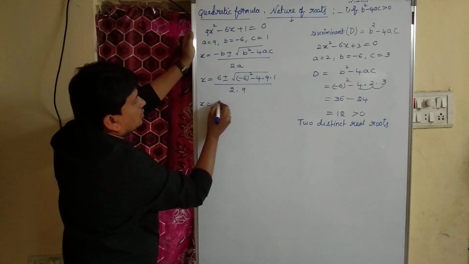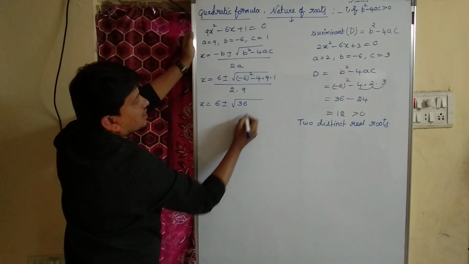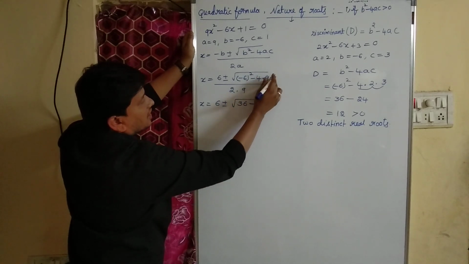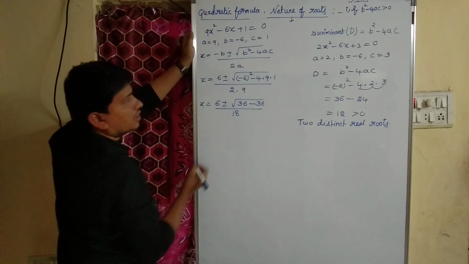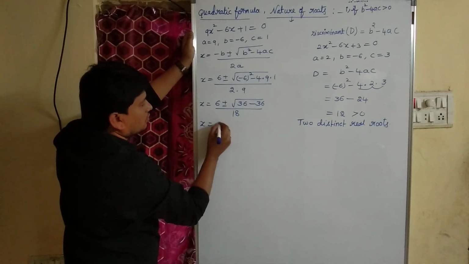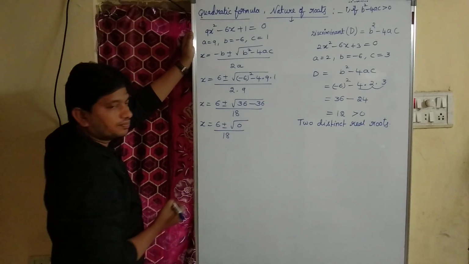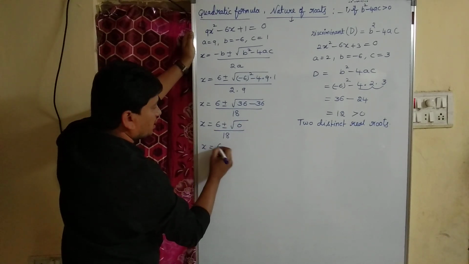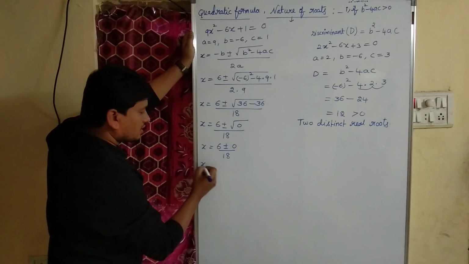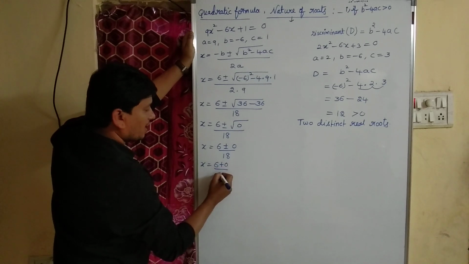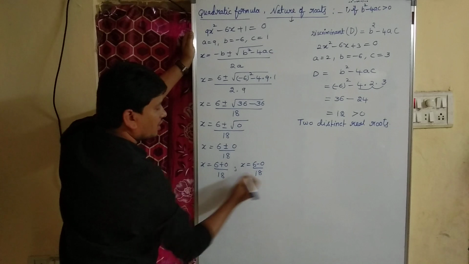So x equal to 6 plus or minus root of 6 whole square minus 4 into 9 into 1. 6 squared is 36, 4 nines are 36, so 36 minus 36 is 0, all divided by 2 nines, which is 18. So x equal to 6 plus or minus root 0 by 18, and root 0 is 0 only. So one root is 6 plus 0 by 18 and the second one is 6 minus 0 by 18.